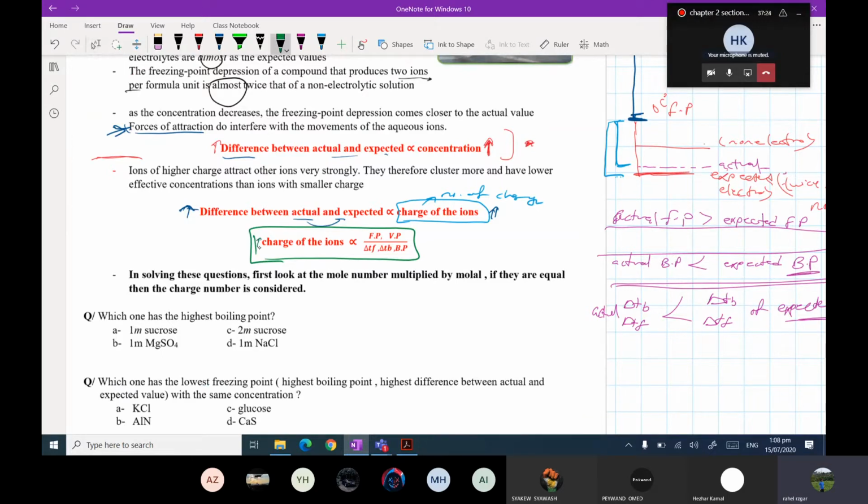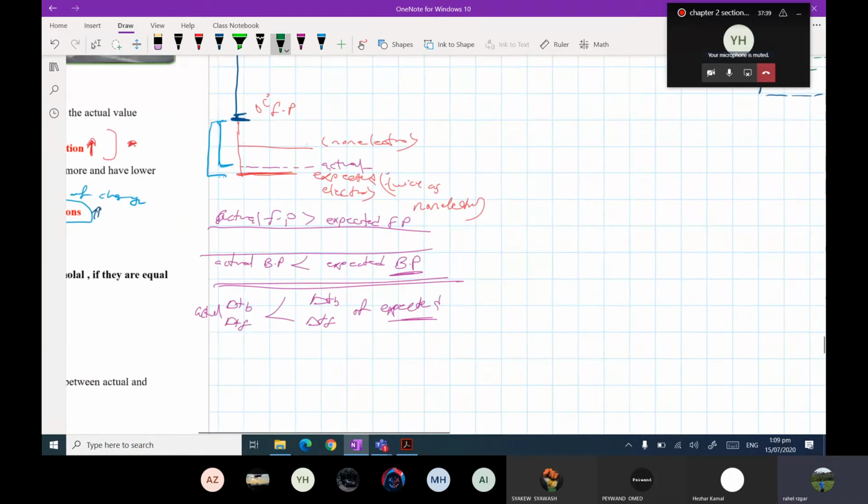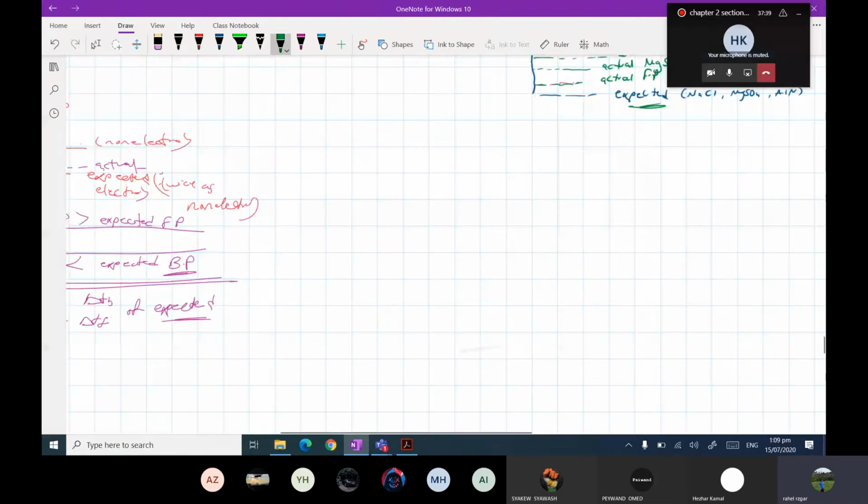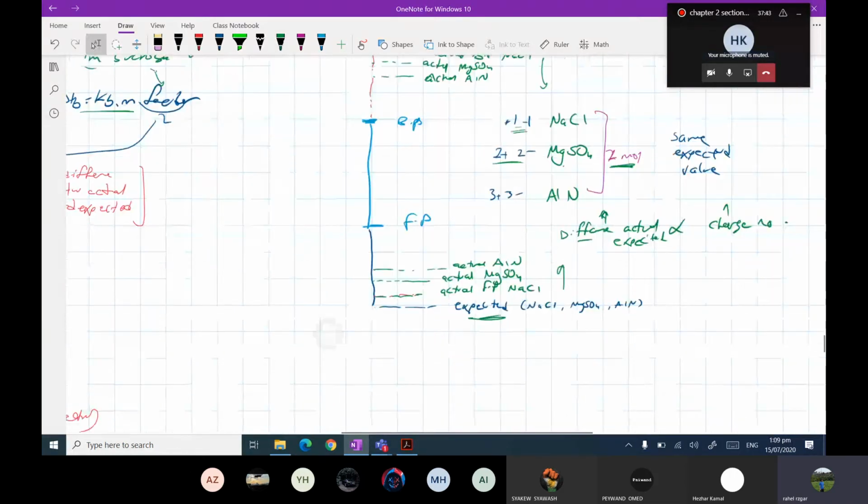So again, the higher the charge, the freezing point will increase, delta TF will decrease, delta TB will decrease, and the boiling point will decrease. Again, look at that equation in your booklets.